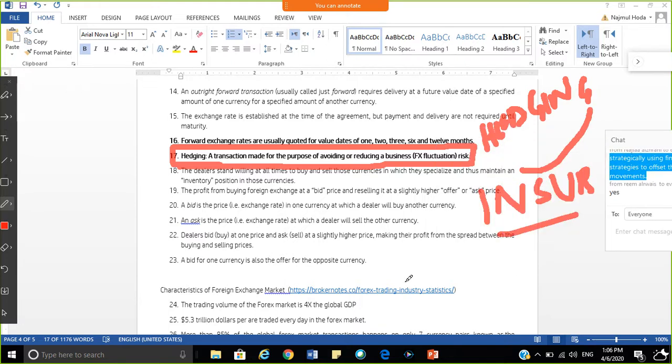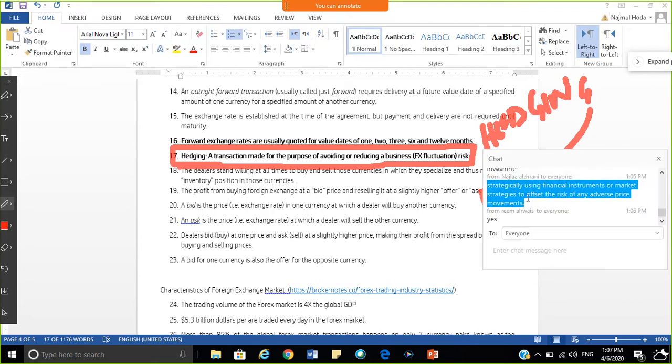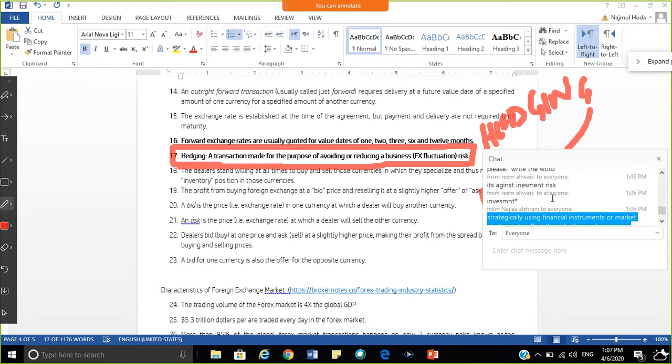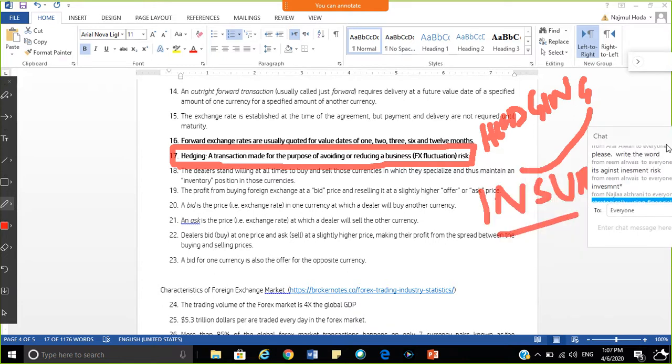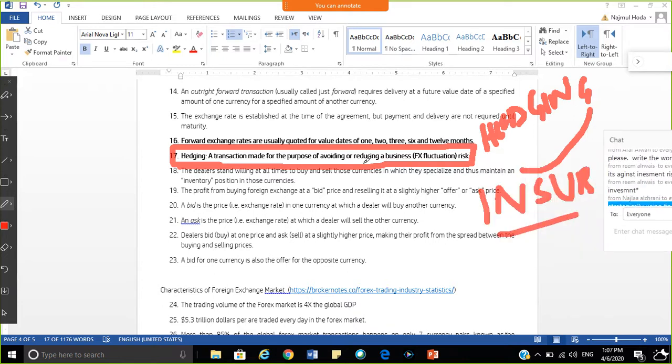So, you can read what Najla has written, and Reem also. It is against investment risk. Let us just try to summarize about hedging. Listen carefully.